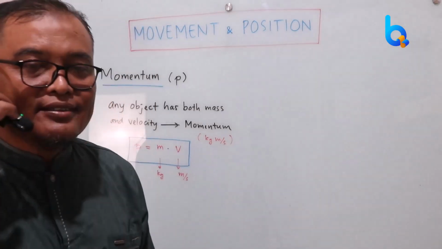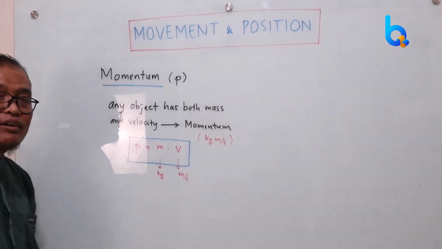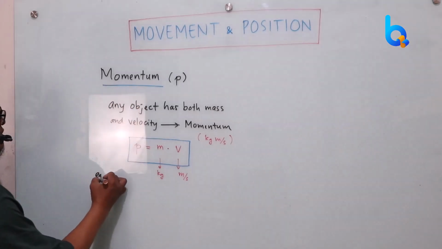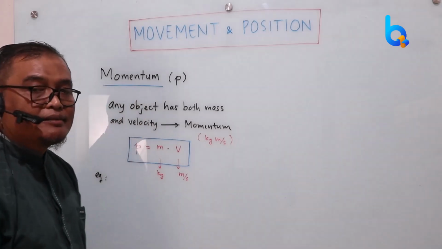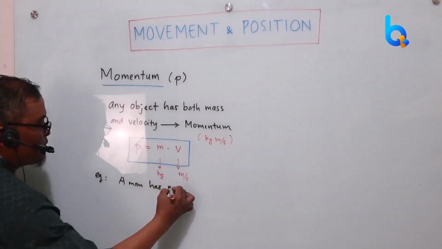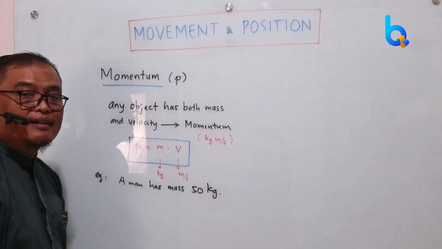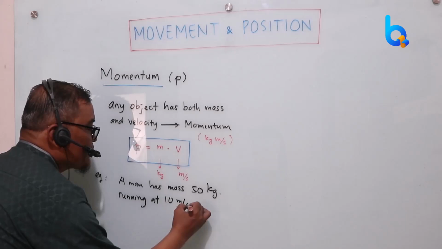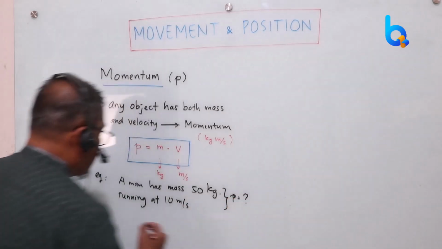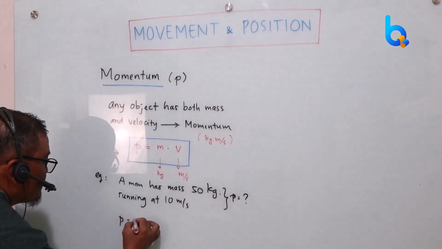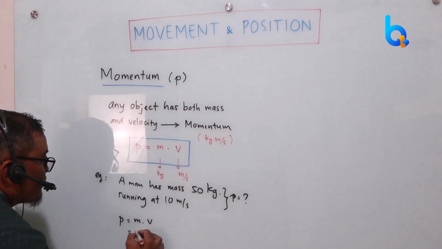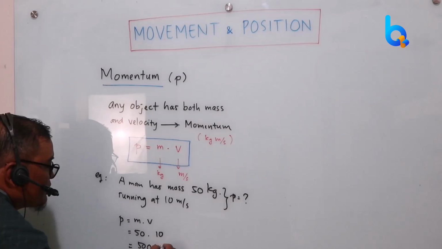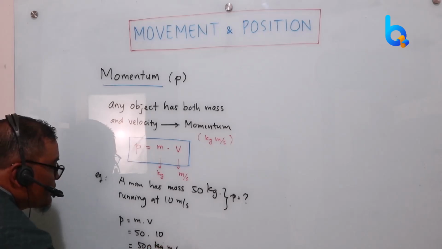Okay, we can exercise. What is the momentum of the following? For example, a man has mass 50 kg and is running at 10 meter per second. So our momentum P, we can calculate, P equal M times V. So M 50 kg times 10, so 500 kilogram meter per second.